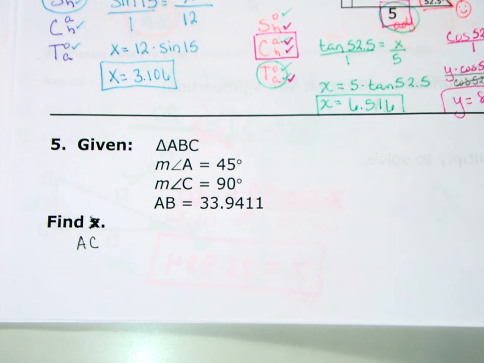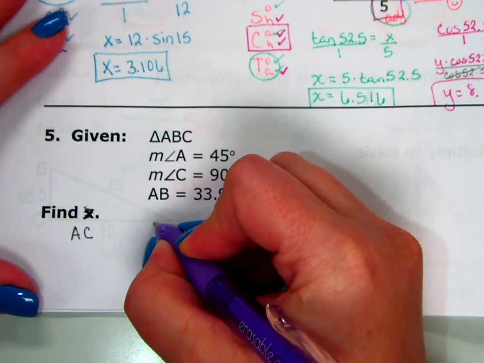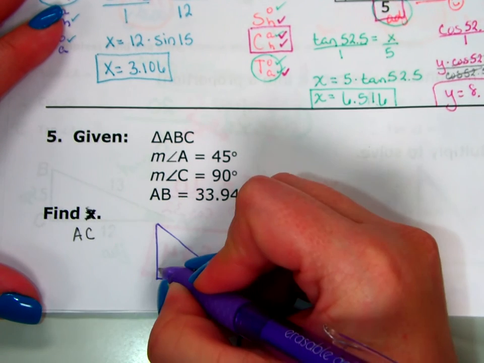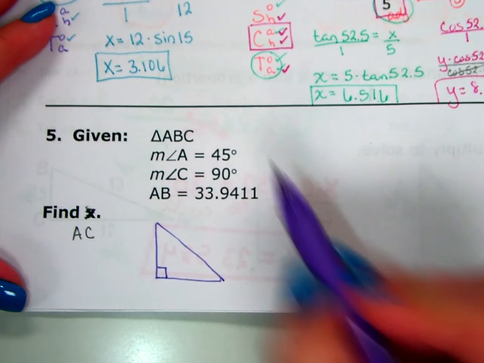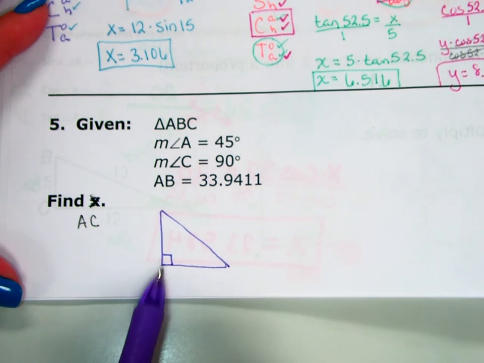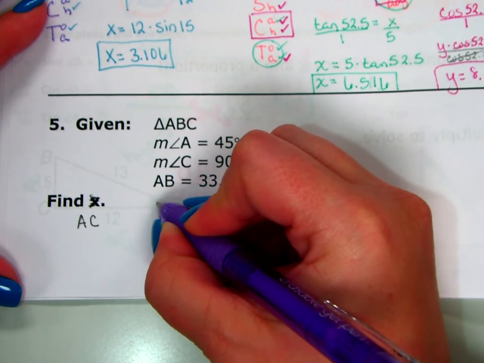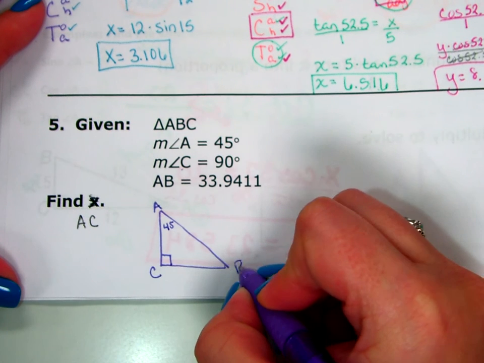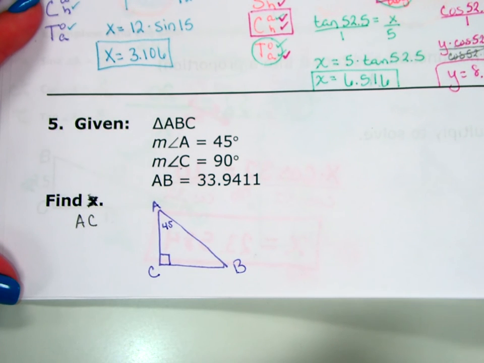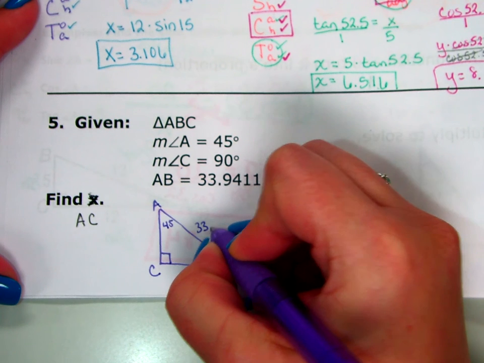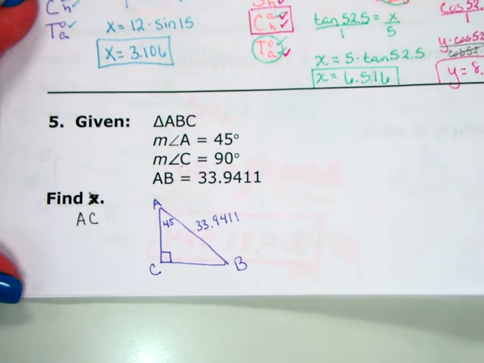Alright, so let's look at this one. First thing, what do you think we should do first? Yeah, let's draw a picture. So I'm going to have a right triangle. I don't know what it looks like, I just know it's a right triangle. It's triangle ABC. A is 45 degrees, so I know I can't put A at the 90 degree angle. So I'm going to put a 45 and call that A. C is my 90 degree angle. And then I need to label B. And then from A to B is 33.9411.